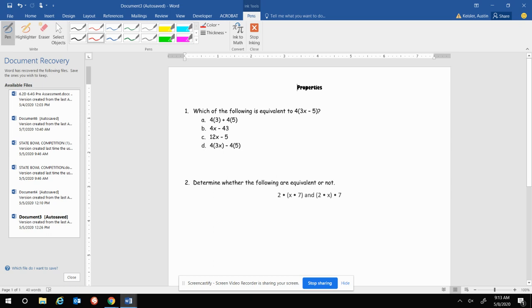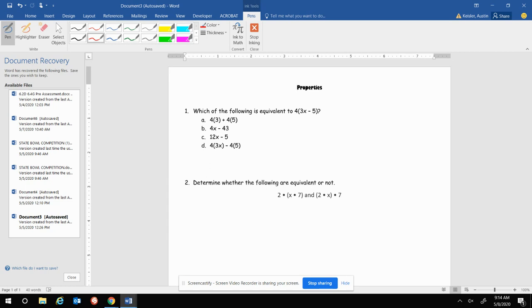All right, we're going to look at properties today. Properties that we looked at a lot this year: the distributive property, associative property, commutative property, and identity property. I'm just going to do a really quick little review of it.